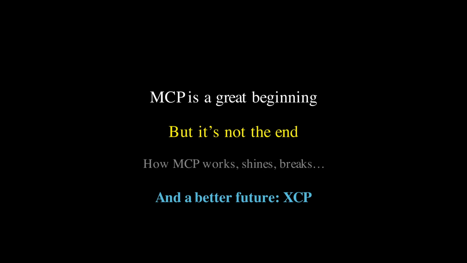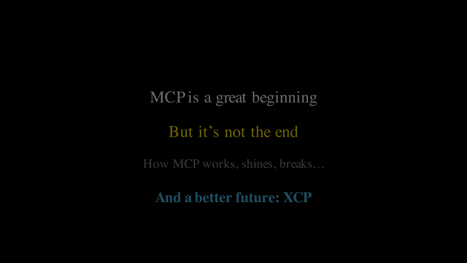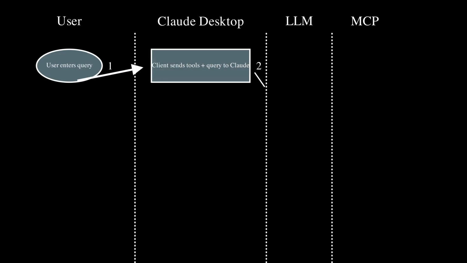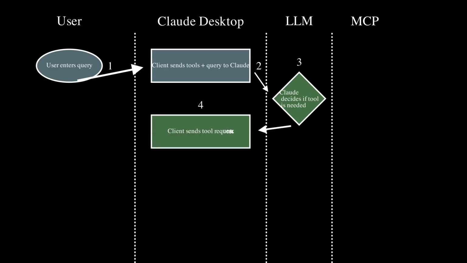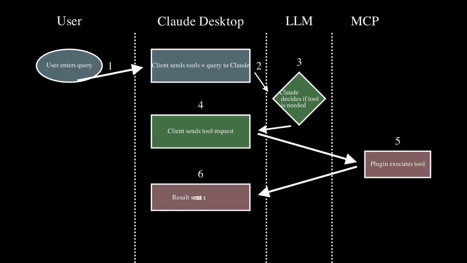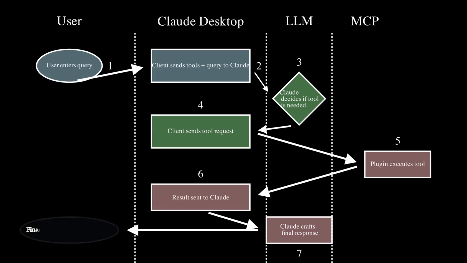Let's understand the MCP flow. At the core, MCP uses JSON RPC, a lightweight, language-agnostic protocol, to coordinate tool invocation between a model and your plugin. The user submits a query in Claude Desktop, and the MCP server sends both the query and a list of available tools to the model. The LLM determines the necessary tool, prompting Claude Desktop to send a tool request to the MCP server. The server executes the tool and returns the result to Claude Desktop, which then forwards it to the LLM.